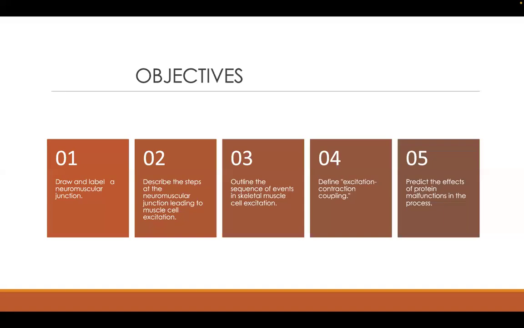To start off with, I will be going over the objectives of this presentation and the topics we will be focusing on. The first one is how to draw and label a neuromuscular junction. Then we will move on to the steps at the NMJ leading to the muscle cell excitation. After which, we will be outlining the sequence of events in the skeletal muscle cell excitation. We will then be focusing on the definition of what excitation contraction coupling actually is. And last but not the least, we will be predicting the effects of protein malfunctions in the process of NMJ.